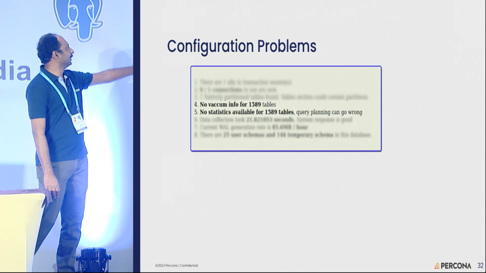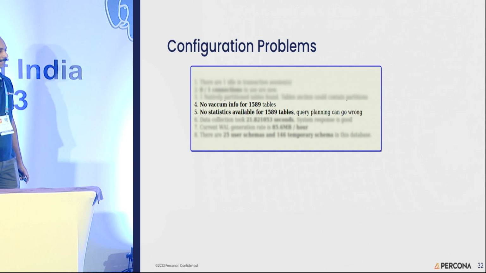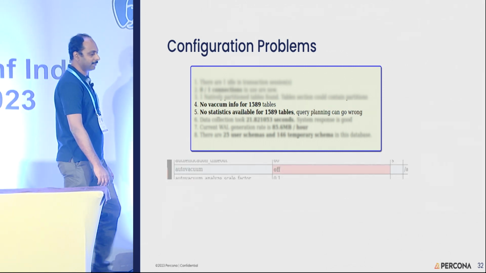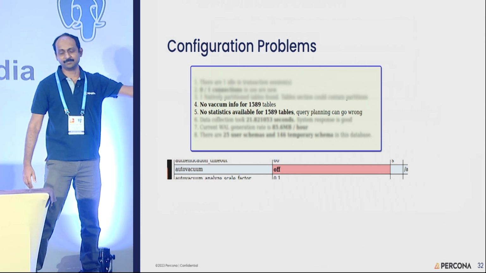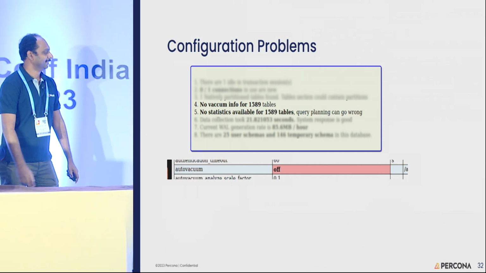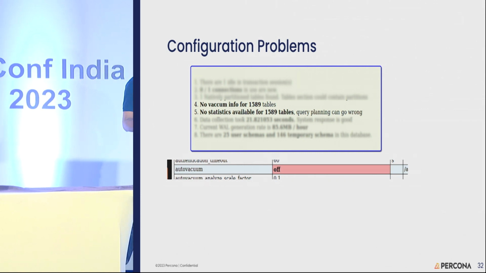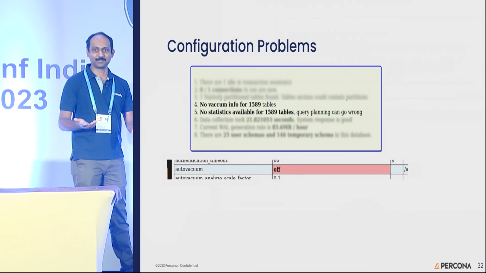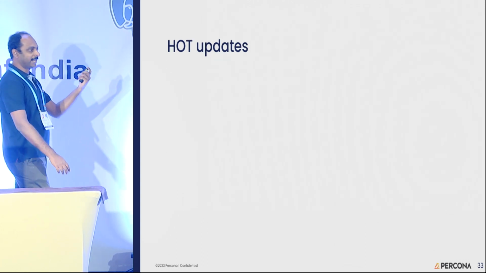Configuration problems. In this case, the report says that there is no vacuum information for a large number of tables and no stats available. What happened is the customer turned off the autovacuum. I don't know why. Still, there are some recommendations on the net to turn off the autovacuum, and people do follow that.